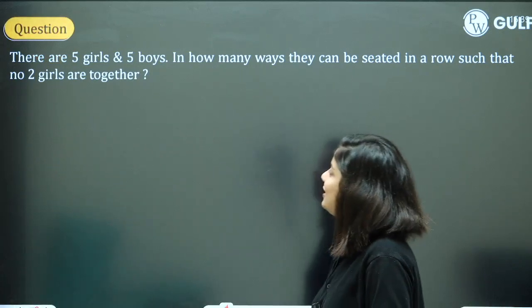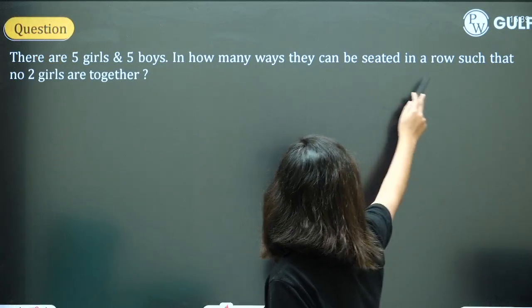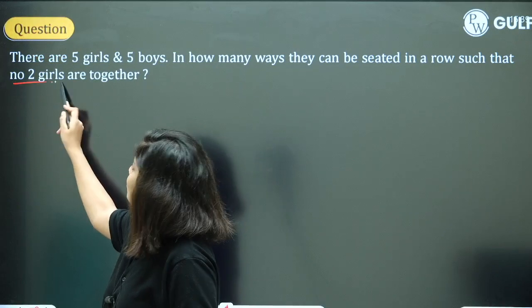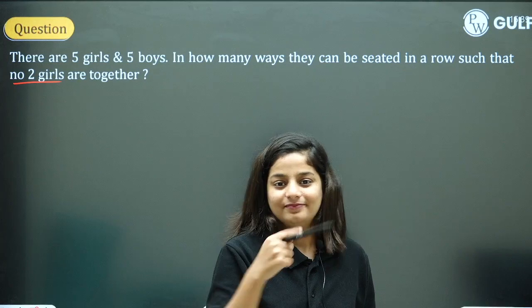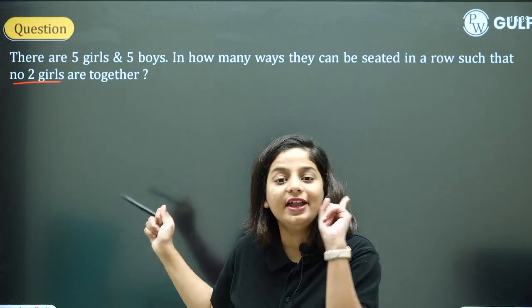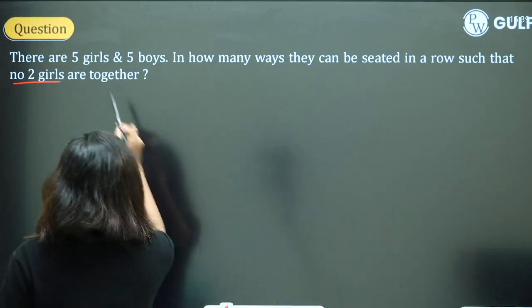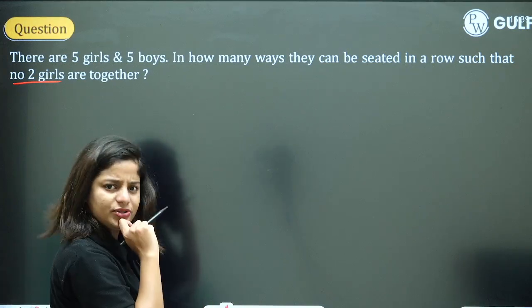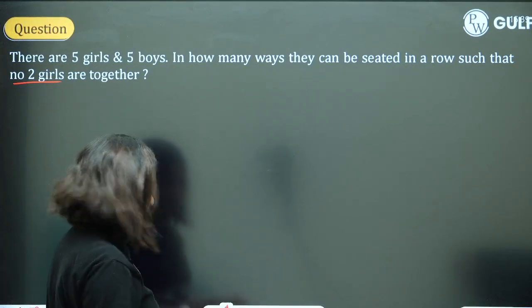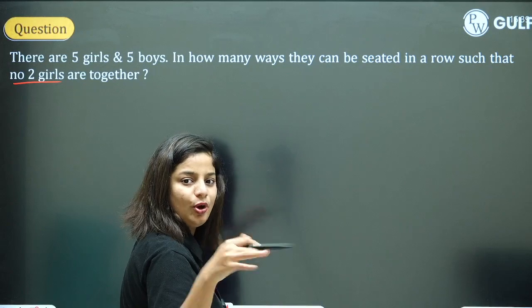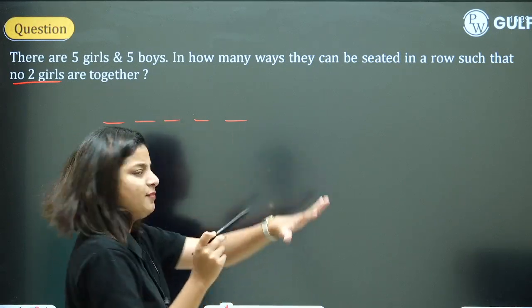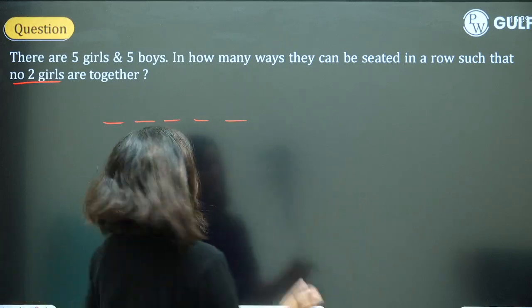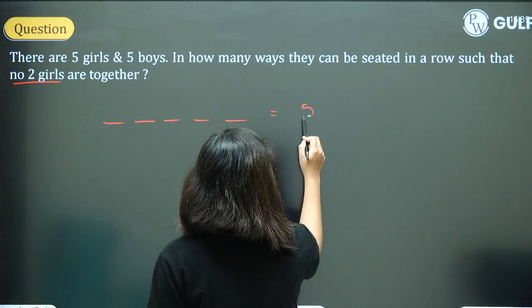Alright, let's do a question. There are 5 girls, 5 boys. In how many ways can they be seated in a row such that no 2 girls are together? See, am I fair? I am fair. Now the girls are not allowed to sit together. If girls are not allowed to sit together, boys can sit together. Give the freedom to boys. Let the boys run and occupy any of the 5 places. So 5 boys will arrange themselves in 5 factorial ways.